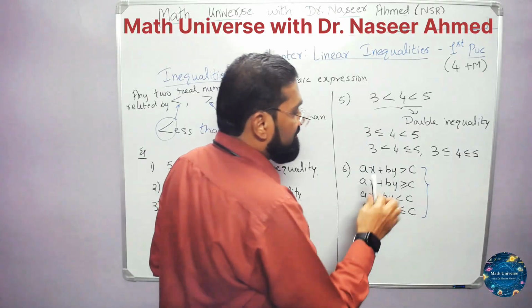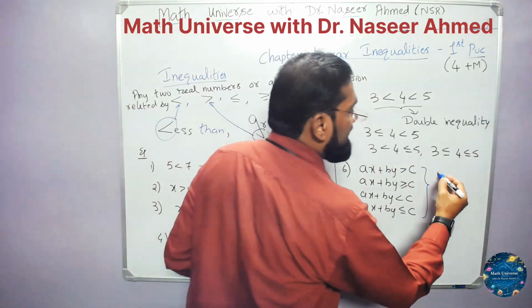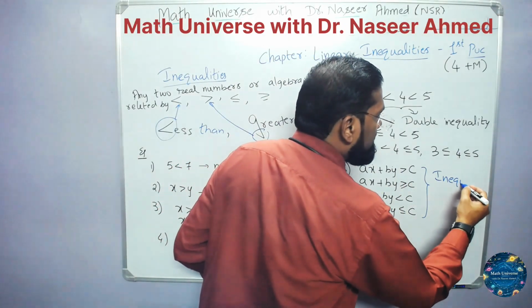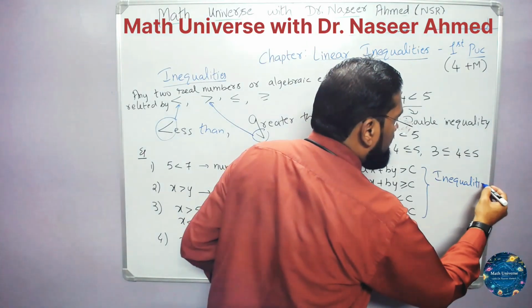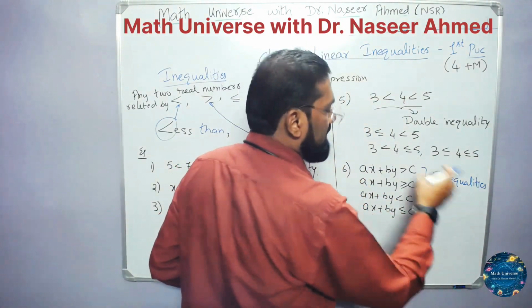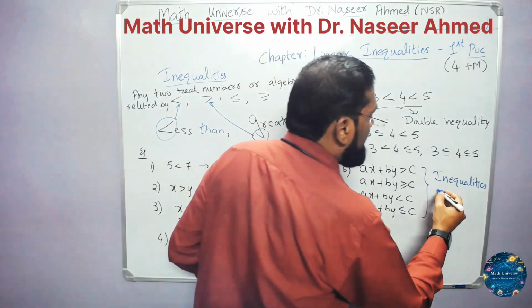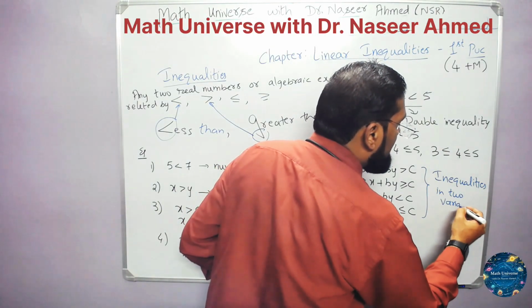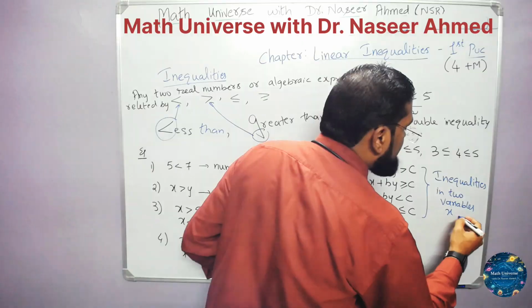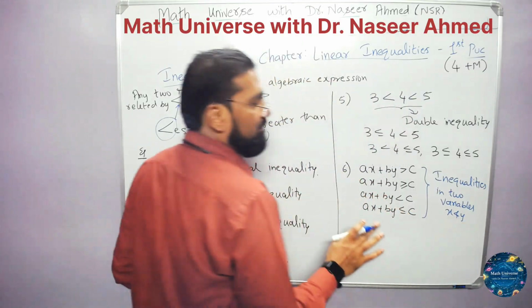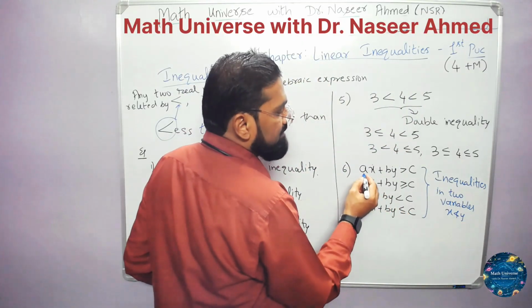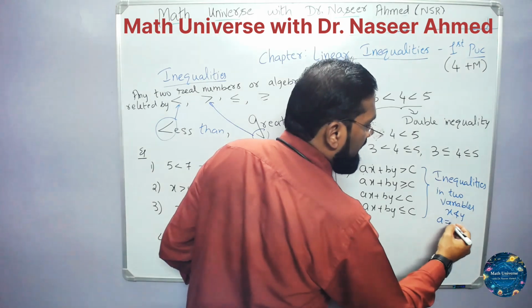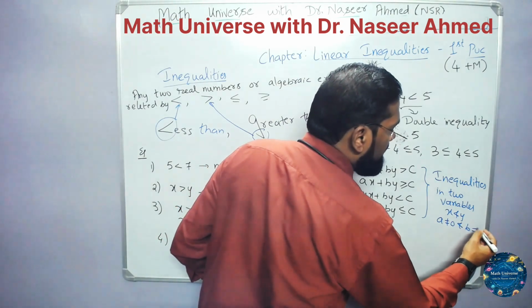Inequalities with two variables. I'll just use the plural now. When I say inequalities, I'm talking about all of them together, in two variables. Which are those variables? x and y. Surely, when I'm talking about x and y as variables, their multiples should not be 0. So a should not be equal to 0 and b should not be equal to 0.